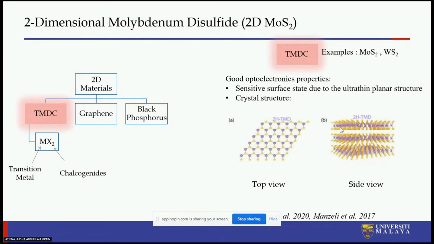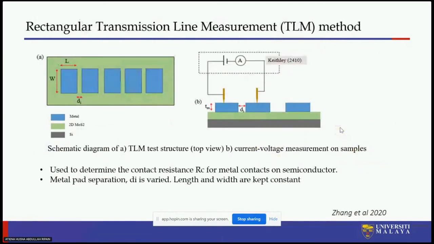As you can see here, here is the basic crystal structure of 2H TMD. This is the top view and the side view. And you can see it has a sandwich-like structure, meaning that the transition metal, the purple ball here, is sandwiched by the chalcogenide atom. So to measure the contact resistance, I use a very simple method, which is rectangular transmission line measurement, TLM method. So you can see here is the schematic diagram of TLM test structure.